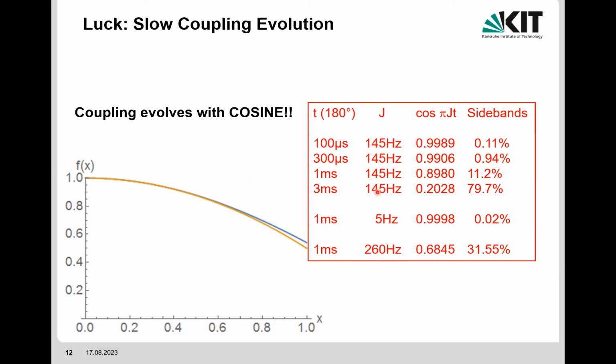On the other hand, if we have smaller couplings, like long-range couplings that we want to decouple, let's say on the order of 5 Hertz, then it's shown here for a 1 millisecond pulse, we do not get 11% of the signal in the sidebands, but we would only get 0.02%. So the smaller the coupling we have to decouple, the easier it is. And if we have a 260 Hertz coupling, for example, in triple bonds, then already 1 millisecond leads to more than 30% of sidebands, and that I think is not really tolerable.